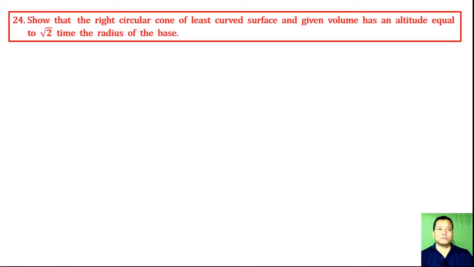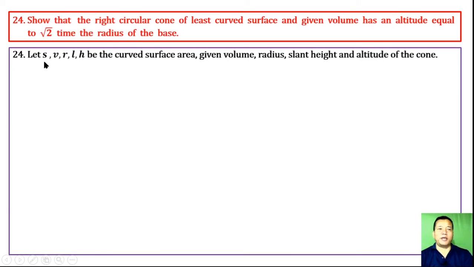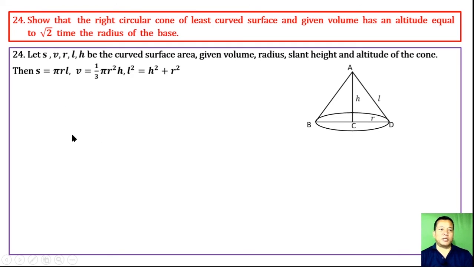Question number 24. Show that the right circular cone of least curved surface and given volume has an altitude equal to √2 times the radius of the base. Let us prove. Let S, V, r, l, and h be the curved surface area, given volume, radius, slant height, and altitude of the cone. Then S, the curved surface area, is pi r l, and volume V equals 1 by 3 pi r square h, and l square equals h square plus r square, as in this picture.